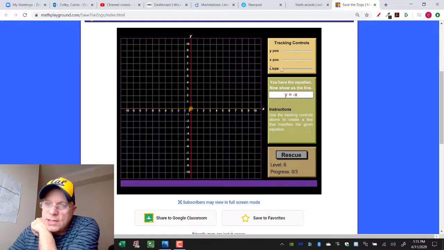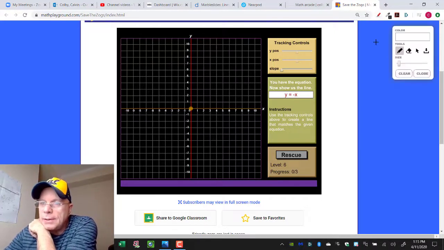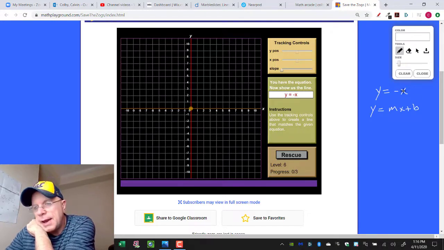Alright, when I see y equals negative x, I want to think about y equals mx plus b. Negative x is your mx part, but what's plus what? It's plus 0. So b equals 0. That means my line intersects at the origin. And then mx, negative x and mx. What is m if my variable term is negative x?